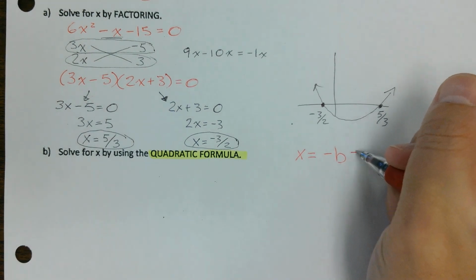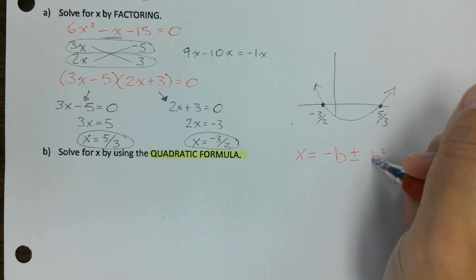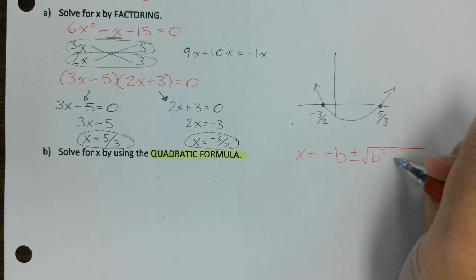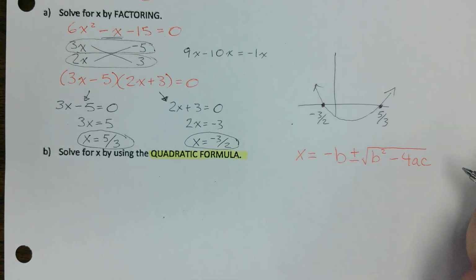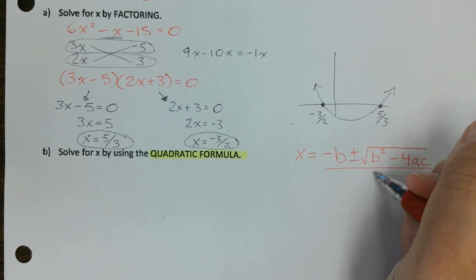Plus minus b squared minus 4ac and square root. It's the thing from the challenge question, right? Kind of. Over 2a. Good job.